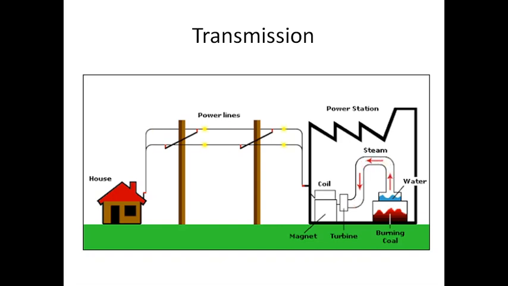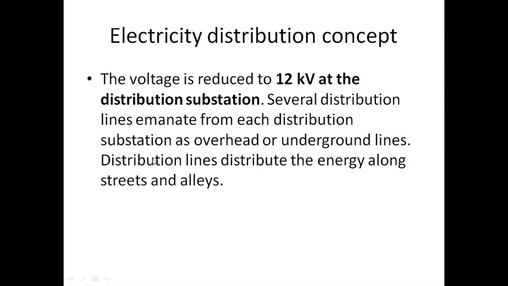And here the transformer is not taken into account. This is a basic power transmission. It is made from a power transmission station to the power lines and then given to your house. So voltage is reduced to 12 kV at distribution stations. Always in distribution stations it is reduced and given to an overhead or underground system.